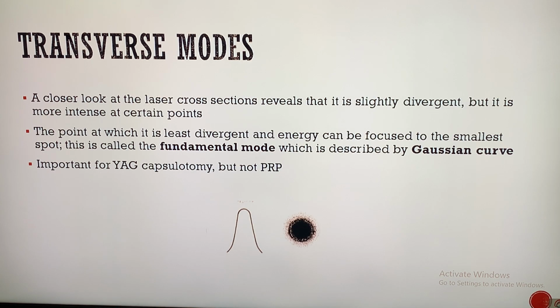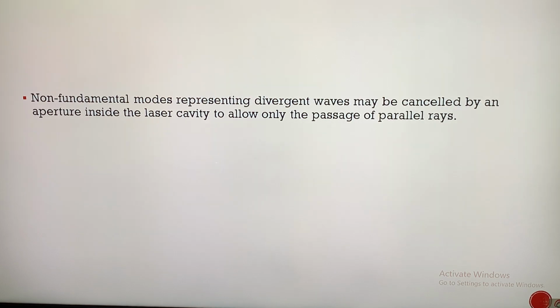In transverse mode, we look at closer cross sections of the laser, in which we realize that laser energy is not actually parallel; it is slightly divergent. So it is more intense at certain points and less intense at certain points. The point at which the laser is least divergent and most focused is called the fundamental mode, which can be described by the Gaussian curve shown here. It is important for focused lasers like YAG capsulotomy, but it is not so much important for PRP. Non-fundamental modes can be cancelled with the use of apertures inside the laser cavity.